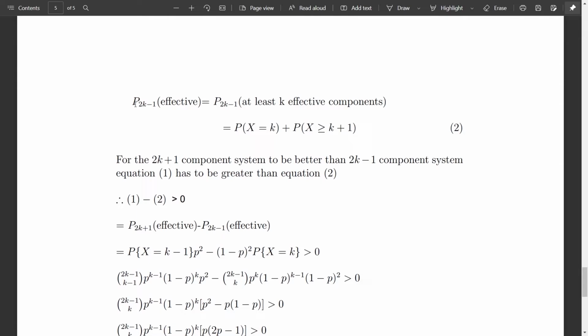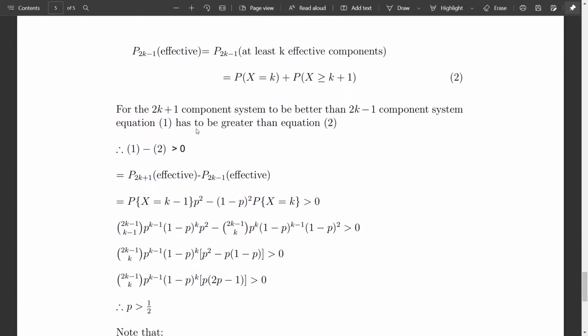Further, P of 2k minus 1 effective is when, out of the 2k minus 1 components, at least k effective components are there, which will be equal to P(X equals k) plus P(X greater than or equal to k plus 1), and we'll label it as equation number 2. For the 2k plus 1 component system to be better than a 2k minus 1 component system, equation 1 has to be greater than equation 2.